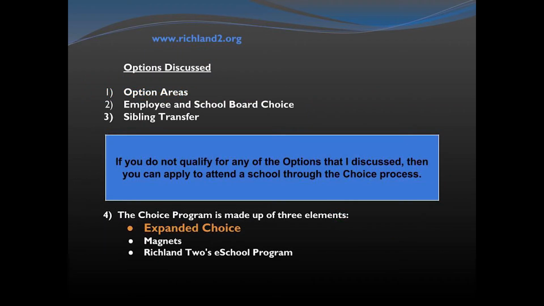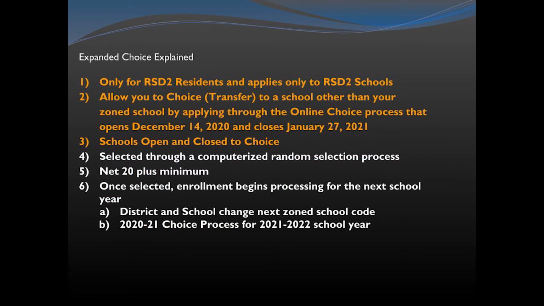If none of those options I read to you apply for your address and student, then you can apply for one of our Richland 2 choice programs. They are Expanded Choice, Magnets, which includes school-wide and school-within-a-school magnets. The program that I am going to highlight is the Expanded Choice program. In order to use Expanded Choice, you must first reside in Richland 2.